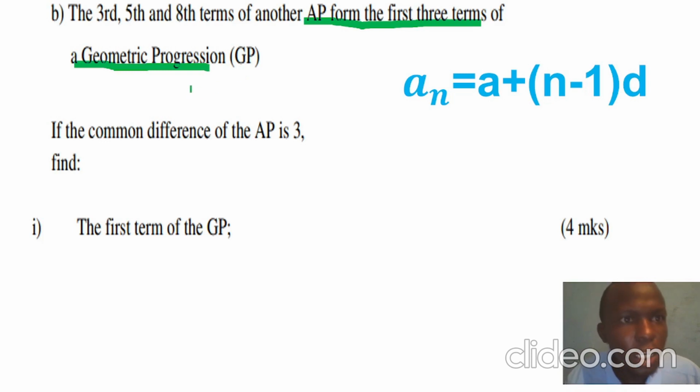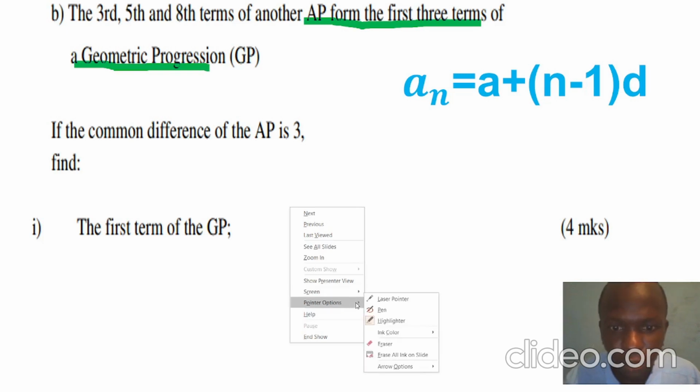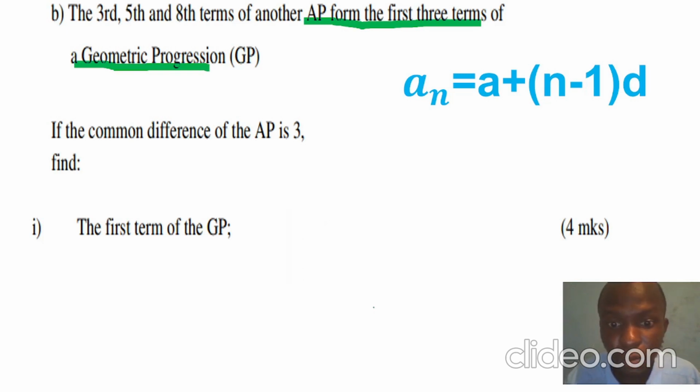Now, let us go to the question once again. The third, fifth, and the eighth terms of another AP form the first 3 terms of a geometric progression. If the common difference of the arithmetic progression is 3, find the first term of the geometric progression.